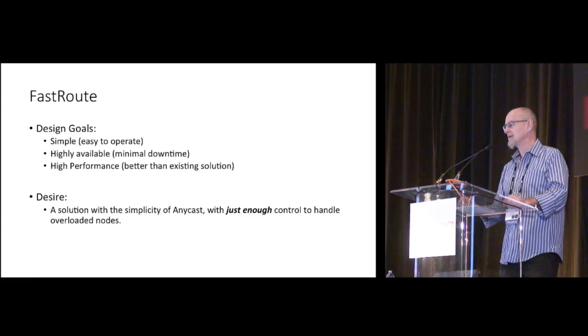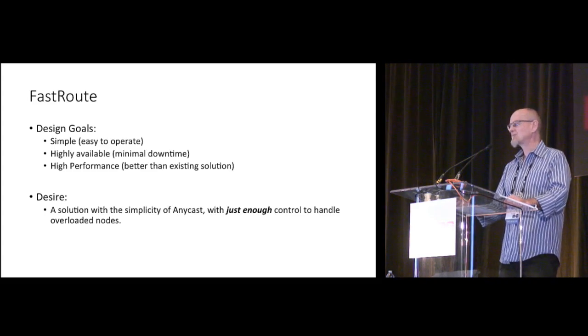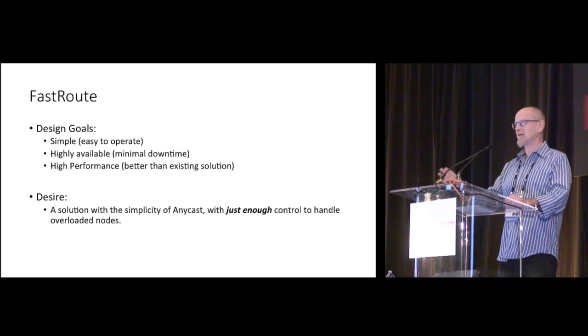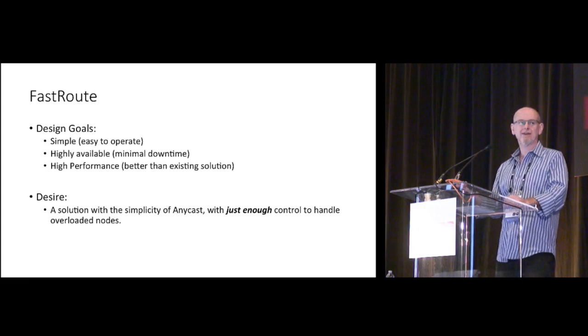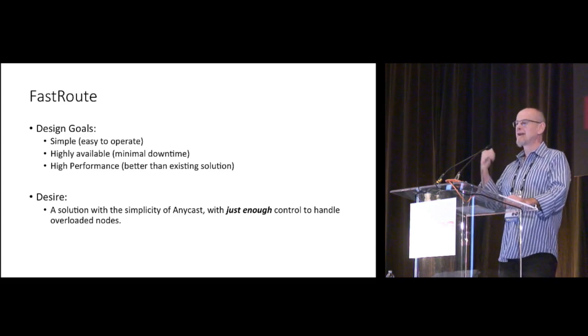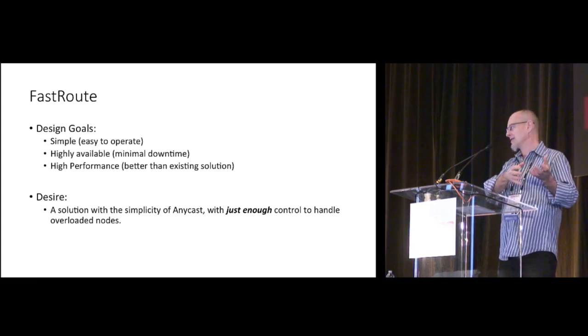Cue the next slide. So FastRoute is our load management system. We want it to be simple, highly available, high performance. Doesn't everybody, of every service. And so what we were looking for was a solution that was as simple as Anycast, but had enough control to handle the overload. So we didn't want to get in the way of Anycast for the high performance routing. If a node was able to take all the traffic, it should get all the traffic.